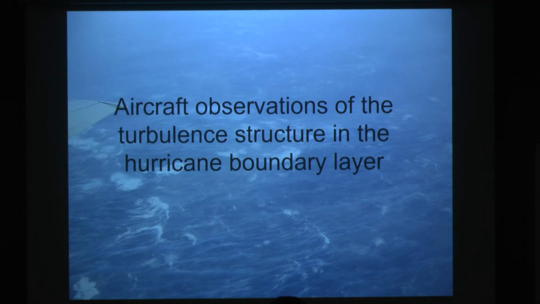So I'm showing you some of the mean structure of a hurricane boundary layer, and next I'm going to show you some of the observations in terms of the turbulence measurements. I talked about the turbulent fluxes, the equation, basically the correlation between the turbulent fluctuations of the wind and the temperature and humidity components. I'm going to show you how we measure them.